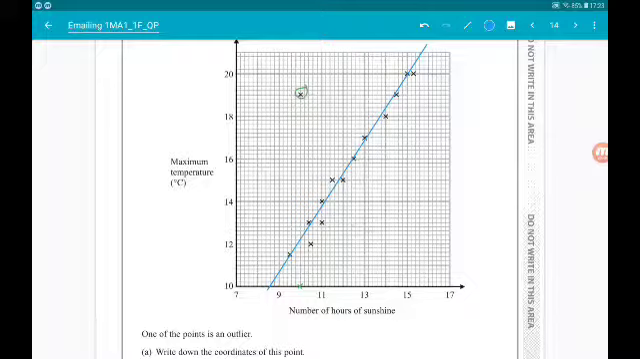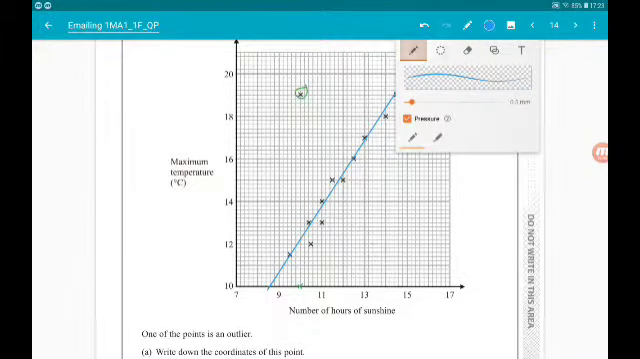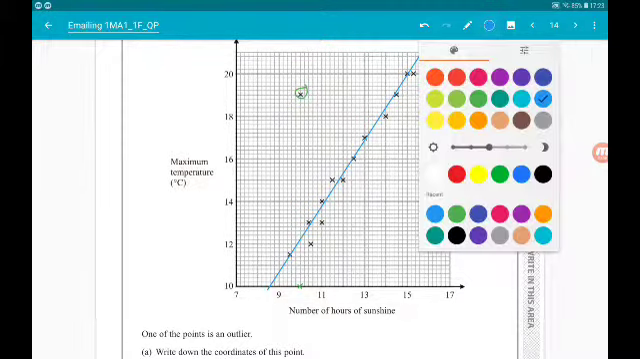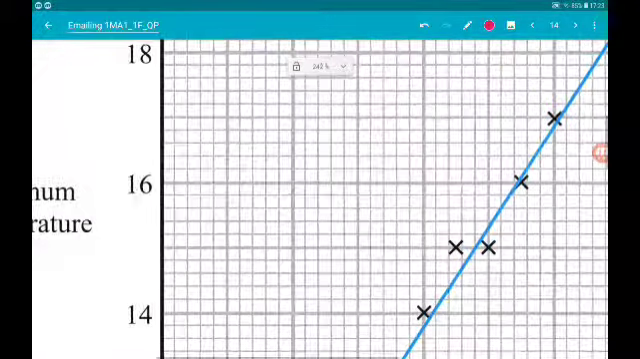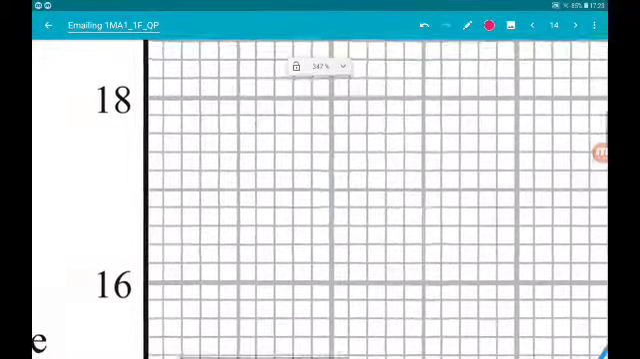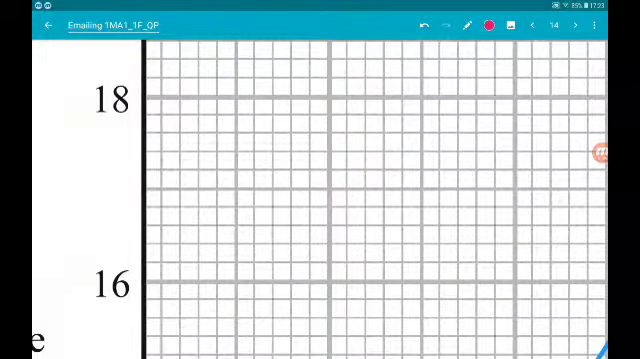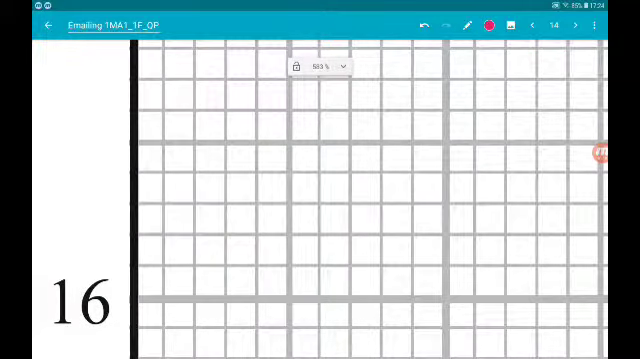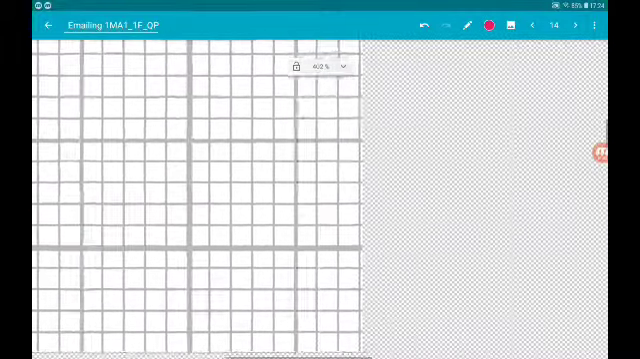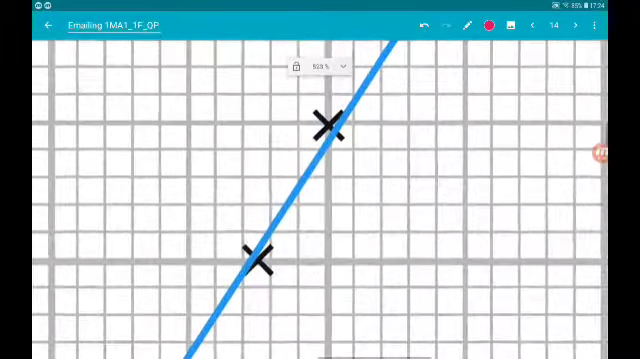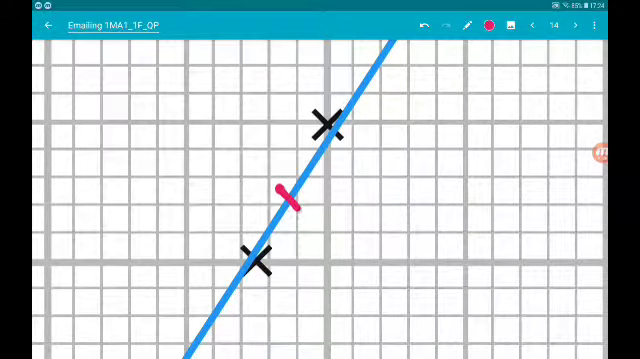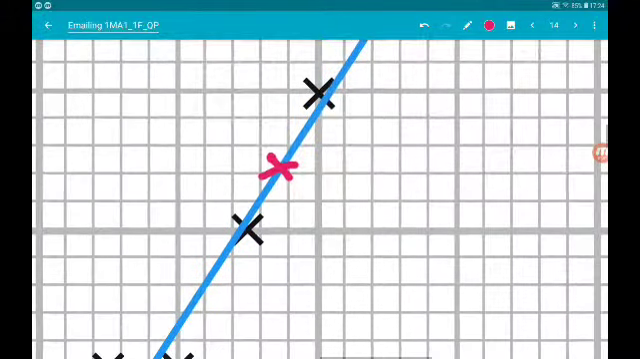So, what we then do is find 16.4 degrees Celsius. So be careful with the scale. Every 10 little squares represents 2 degrees. So every little square is 0.2. So 16.4 is there. So we go across from that till we hit the line. It is about there.